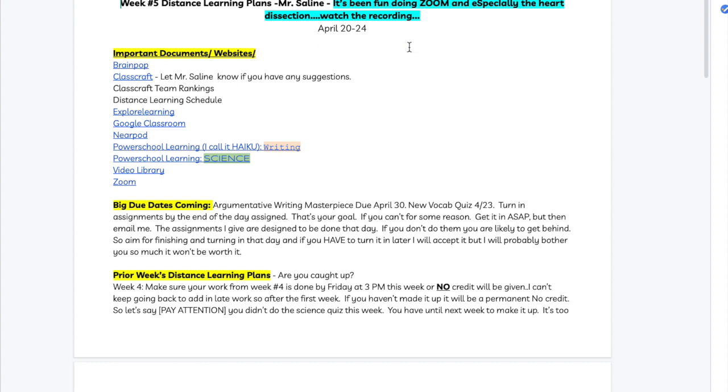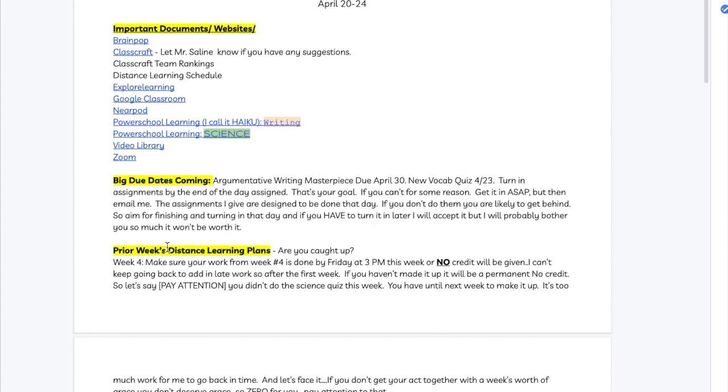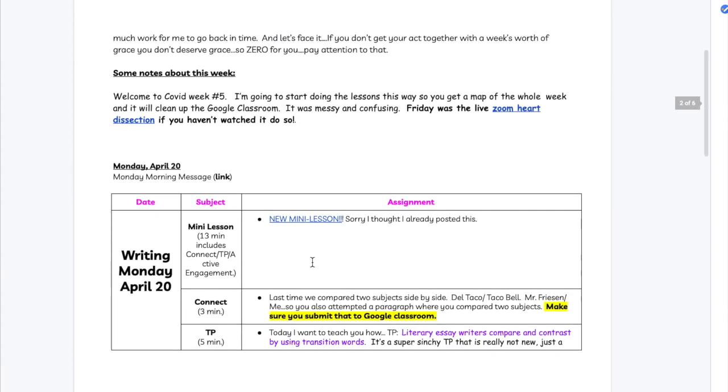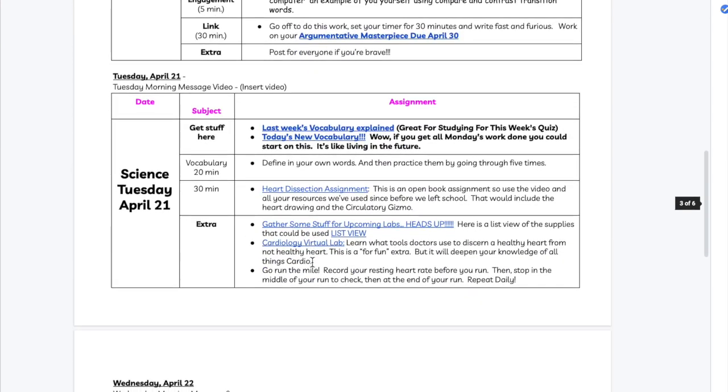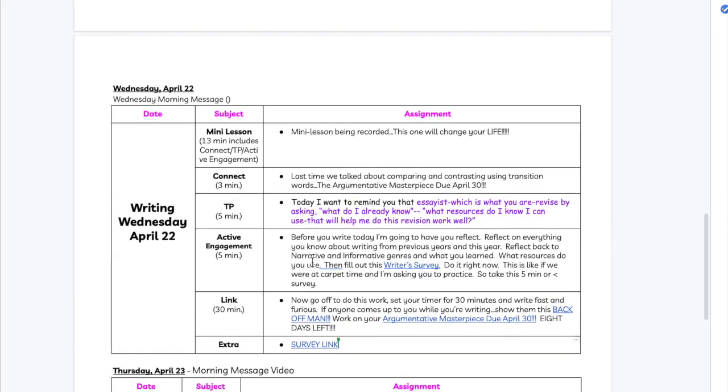I'm going to be using this document. It'll change up here. It'll say next week's dates next week, but this is going to be your go-to document for everything that we do from here on to the end of the year. I'll keep these parts of it the same. I'll change the message, but this will be a consistent part of it. Then you'll see Monday, Tuesday, Wednesday, Thursday, Friday. So just make sure you look at the directions.